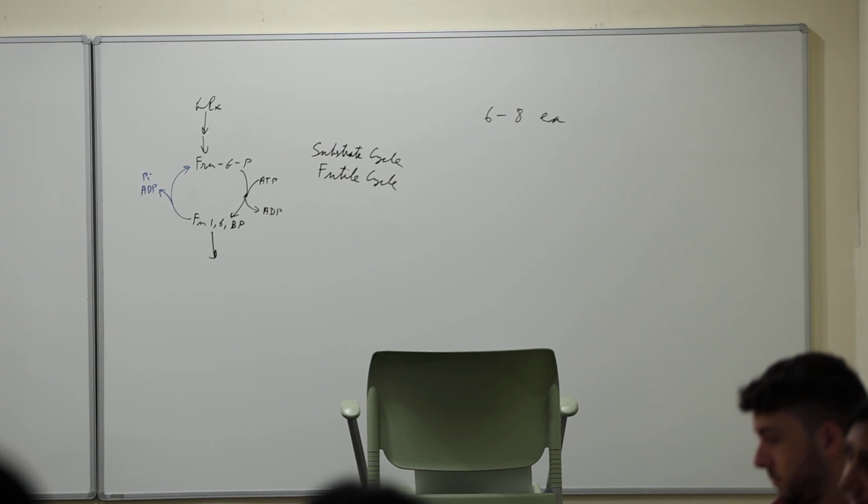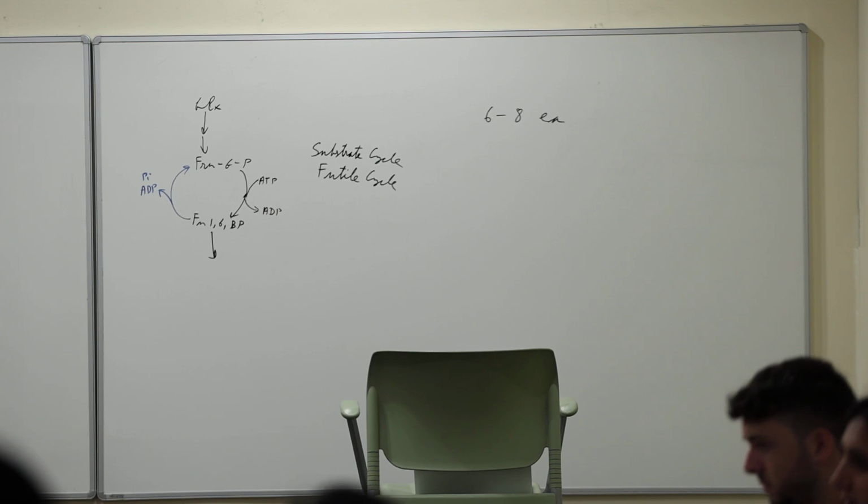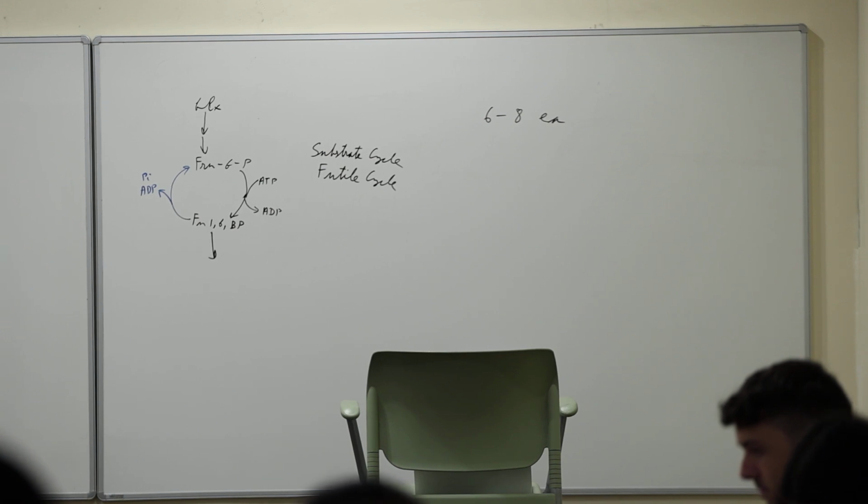Why does the deficiency of glucose 6-phosphate dehydrogenase cause anemia? Glucose 6-phosphate dehydrogenase, because that is the first step of the pentose phosphate pathway, and you make NADPH. There are 2 steps in which you make NADPH. NADPH is a reducing agent.